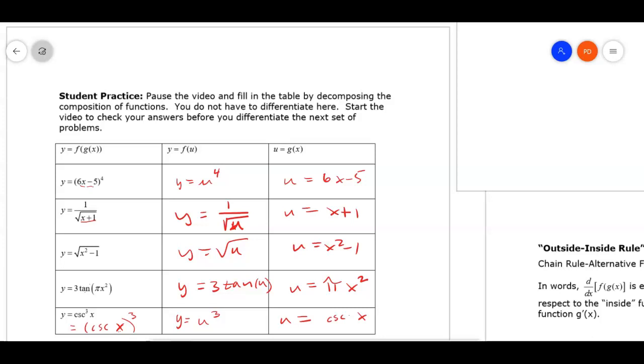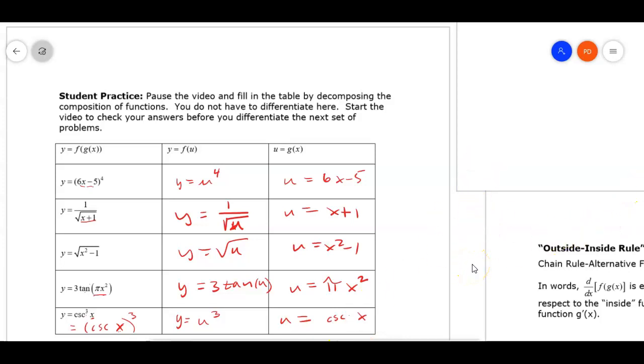Whether the cube is inside the parentheses, we call this part here the argument. In this case, if there's no parentheses, the x is the argument. So if the argument is squared, that's one thing. But if it's right next to the trig function that's squared or cubed, you're cubing the whole thing. Okay, so that's a piece you need to remember from prior work.